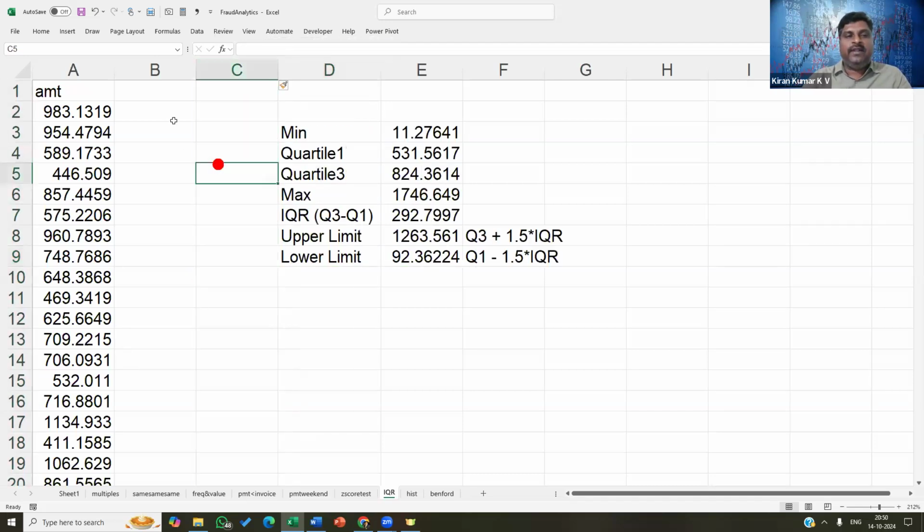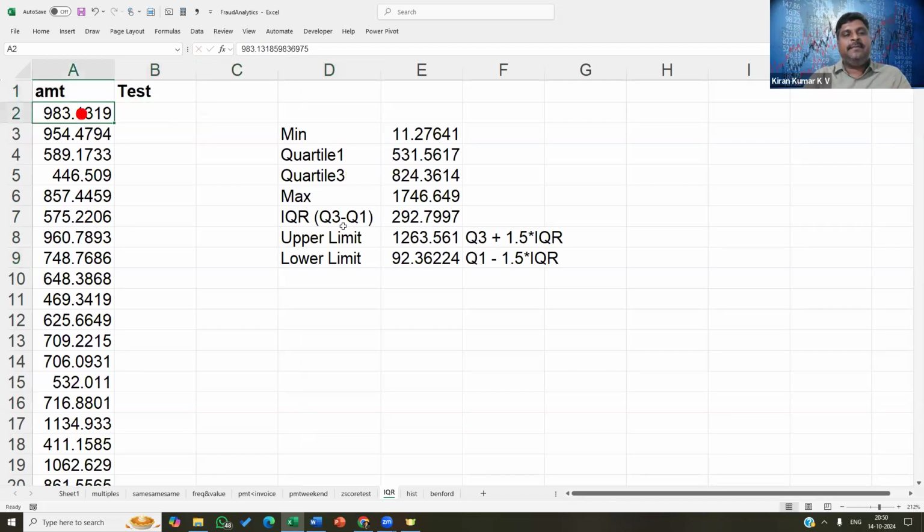So now that I know both limits, let me perform the test. What is the test? If this number is more than 1263 or less than 92, you have to flag it. I'll use the function OR because there are two conditions, any one of which has to be satisfied. We'll start with the lower limit: if it is less than the lower limit, that's the first condition. The second condition is if this number is more than the upper limit. If any one of the conditions matches, give me true or false.